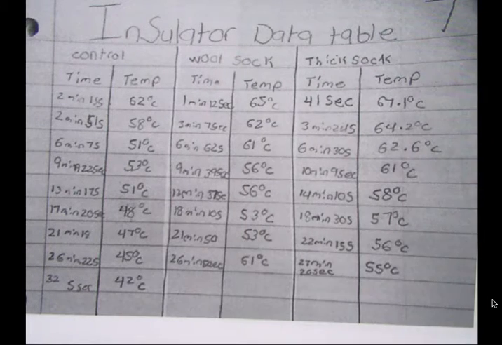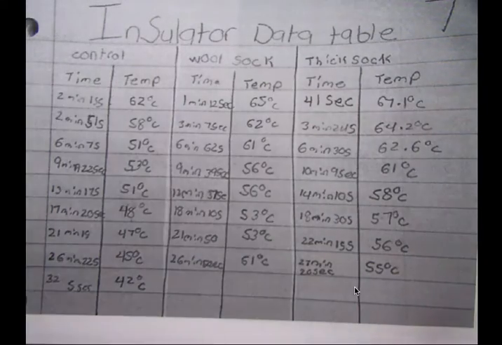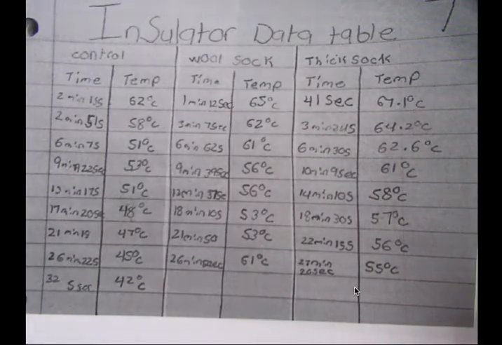Now I want to know which one is the best insulator, and I can't just look at my data table, because I've got different starting temperatures. I've got different time periods. So I have to graph it so that I see what my patterns and trends are.